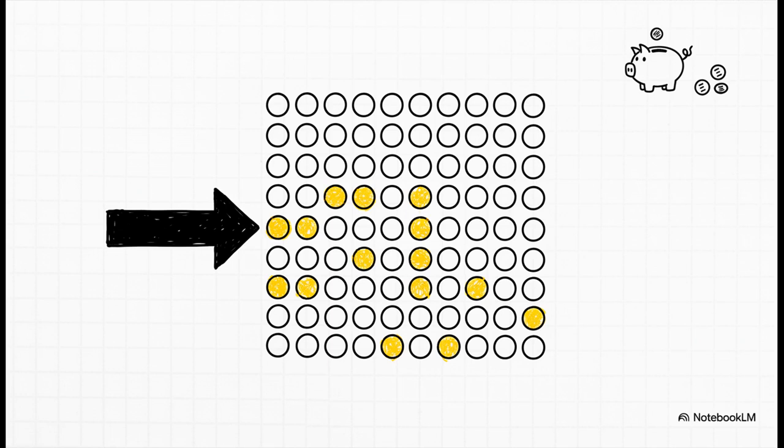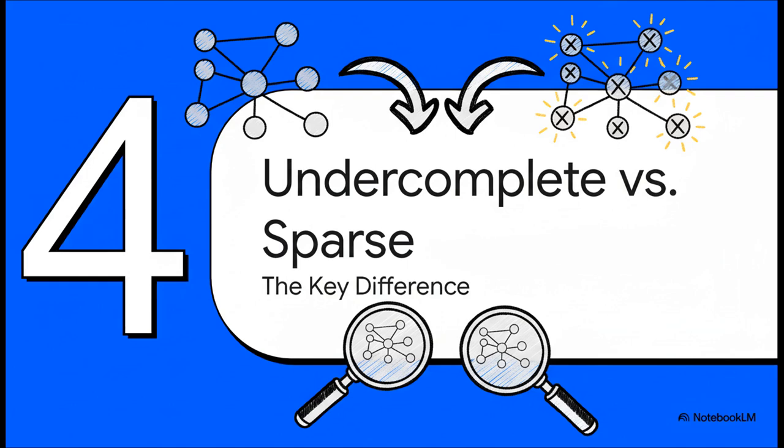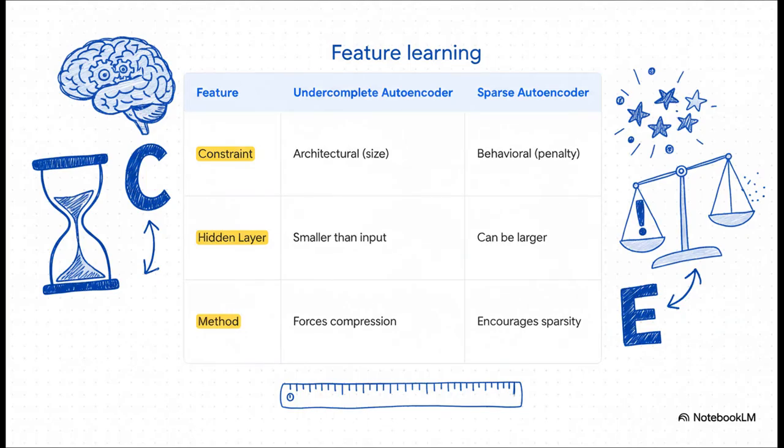All right, let's put these two powerful ideas side by side. Let's really nail down how they differ and what makes each one so unique. This table really just distills the whole comparison down perfectly. The undercomplete model? It uses an architectural constraint, a physical bottleneck. But the sparse model uses a behavioral constraint, a penalty in its learning rule. One is all about physical size. The other is all about efficient behavior.